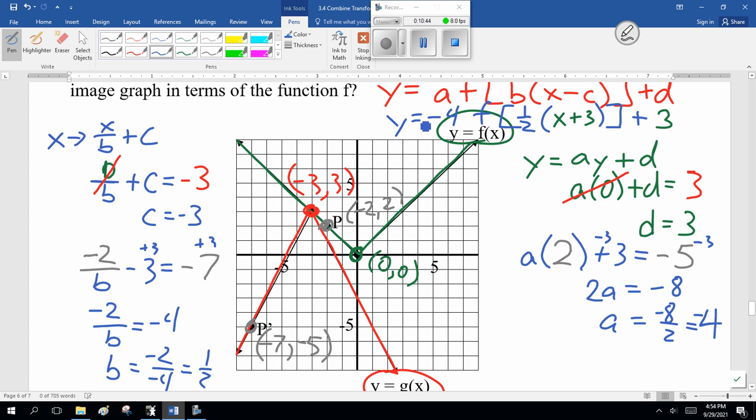So there's my equation. Y equals minus 4, f of 1/2 times (x plus 3), plus 3. I just figured out A, B, C, D. All right, so that's nasty.